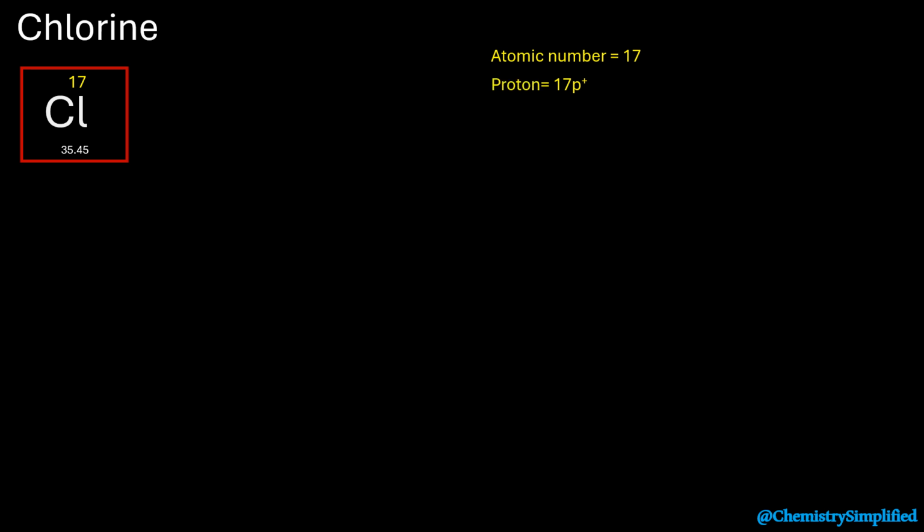Atomic number is 17, which is the number of protons as well. The number of neutrons is 18. 35, which is the mass number, minus 17, which is the atomic number, we get 18 for the number of neutrons. And this is a nucleus with 17 protons and 18 neutrons. We also have 17 electrons.